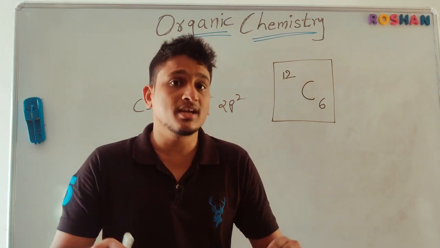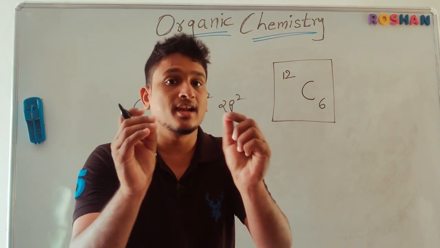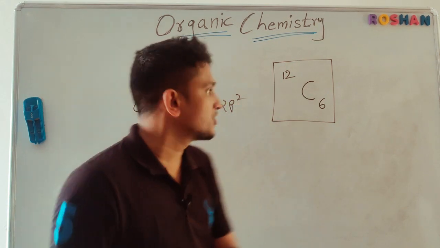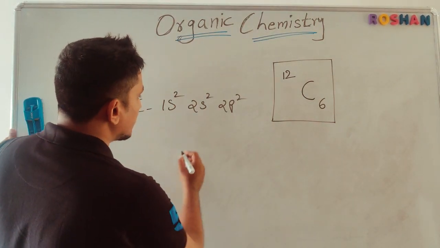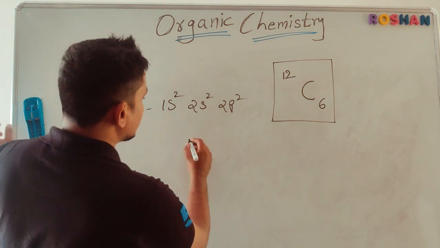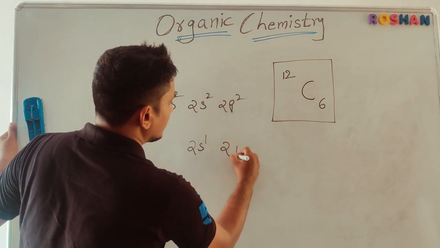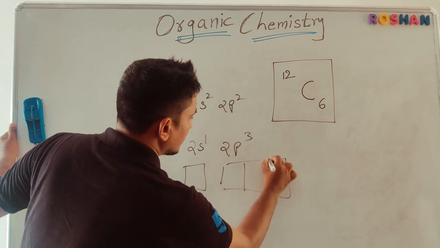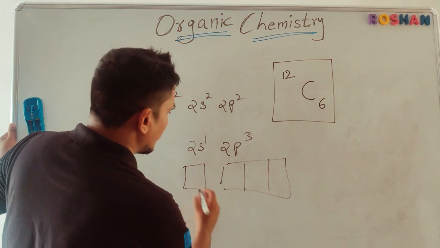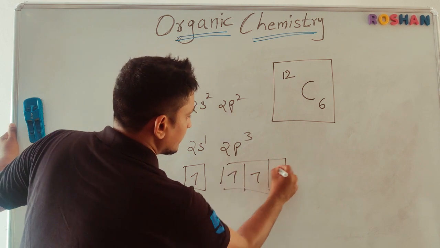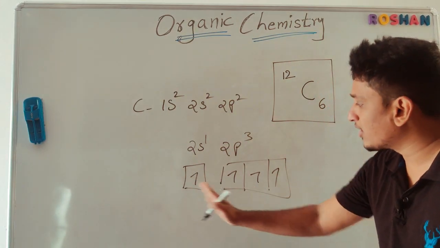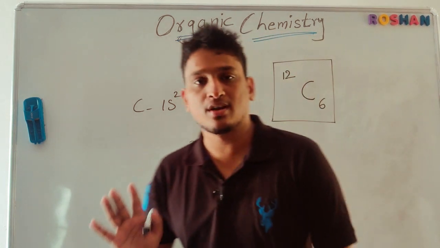You already know the chemical reactivity is based on the electronic configuration only, yes or no? So the uniqueness is coming from its configuration. So this is the ground state configuration. The excited state configuration is 2s1, 2p3. That means one orbital here. Here we have 3 orbitals. So total how many electrons are there in the valency shell of carbon, students? You can see there are total 4 electrons in the valency shell of carbon.